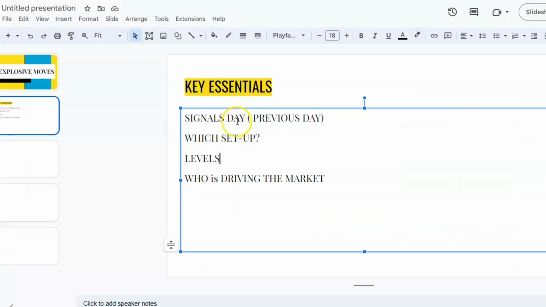Yeah, so basically it's as simple as that. Understand your signal day, understand which setup, wait for price to trigger other time frame traders at the levels, whether it's 3 levels of rise or looking at the major levels. And then ask yourself, if I'm to enter into this trade, who is driving the market? Because if there is no one driving the market, there is no reason for you to get into that trade.